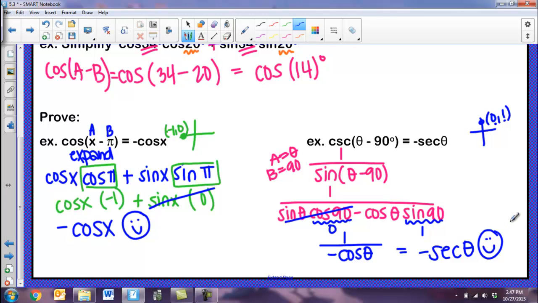So again, you can always use your formula chart. Please don't feel pressured to memorize these things. Sine and cosine with composite arguments can get a little bit tricky, but we're going to continue practicing using them tomorrow.